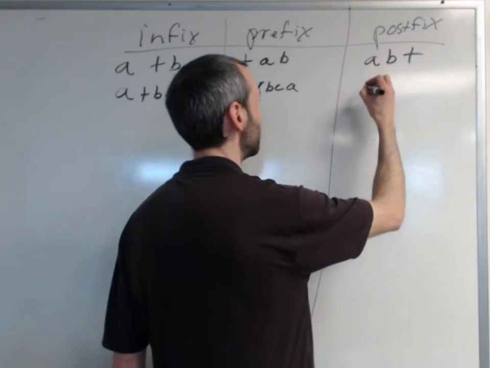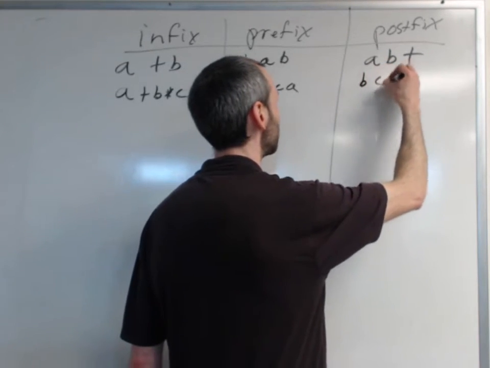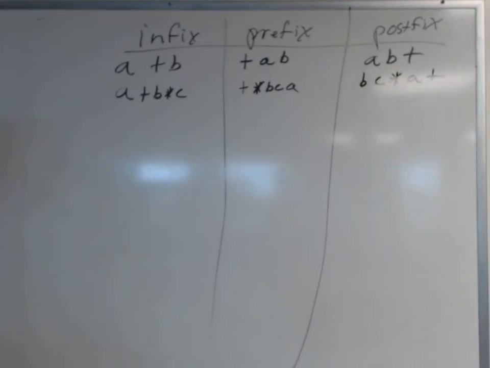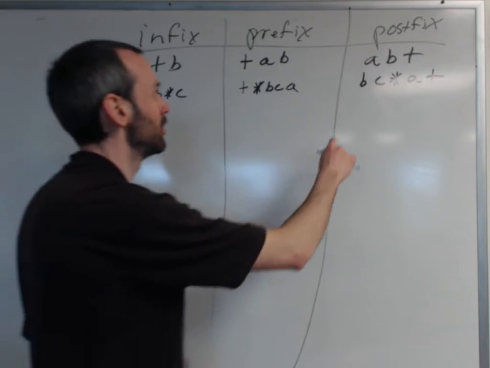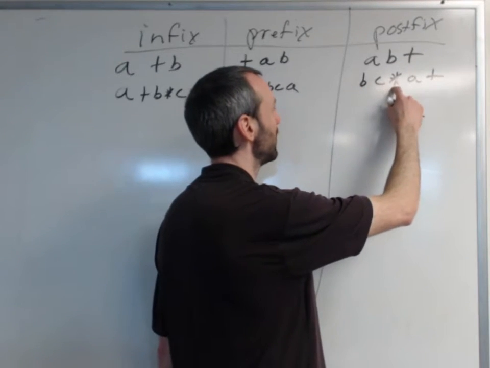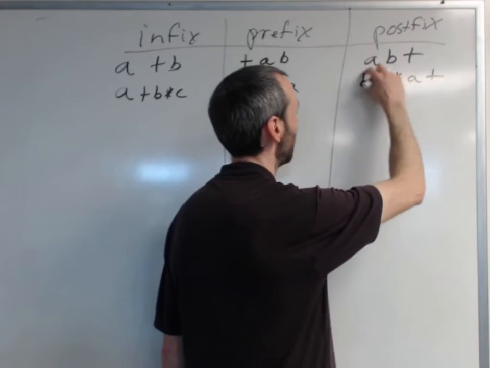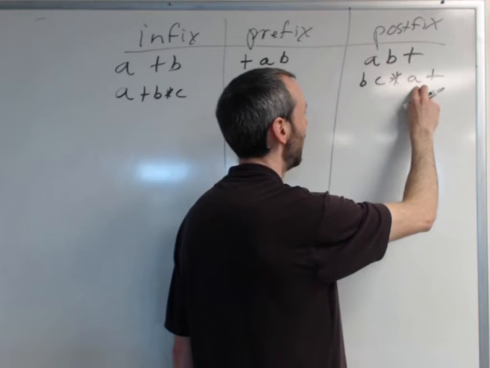A, B, C. B, plus? C, oh, BC times A plus. Exactly like what I was. You put B, C, multiplication, you're going to do that first. A plus, you're going to take the answer to that, add A plus it.